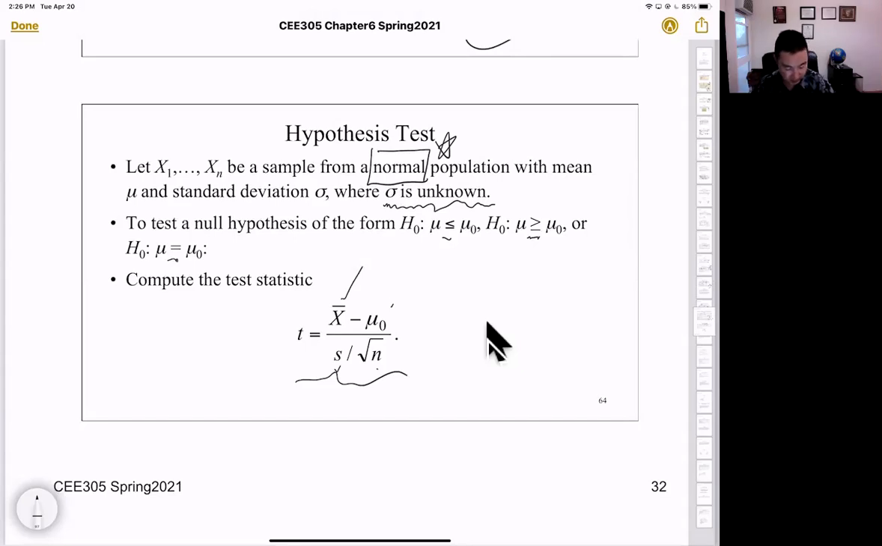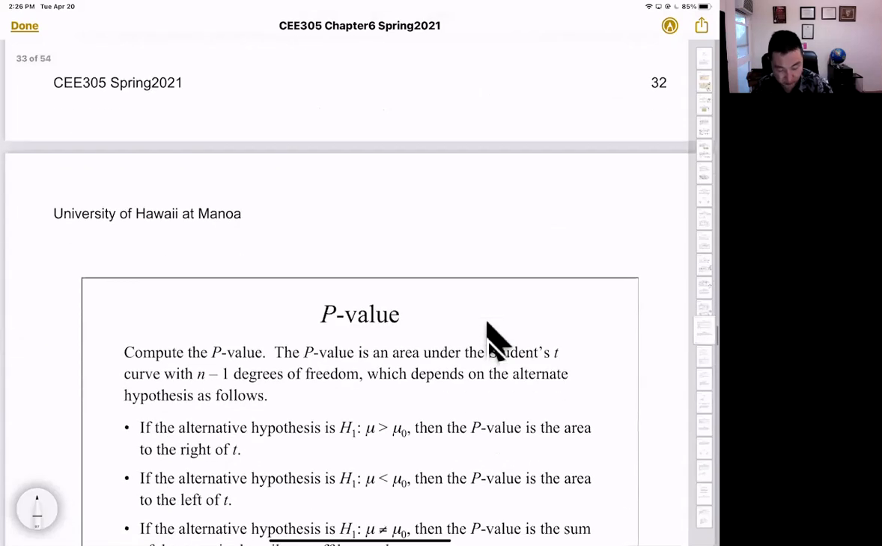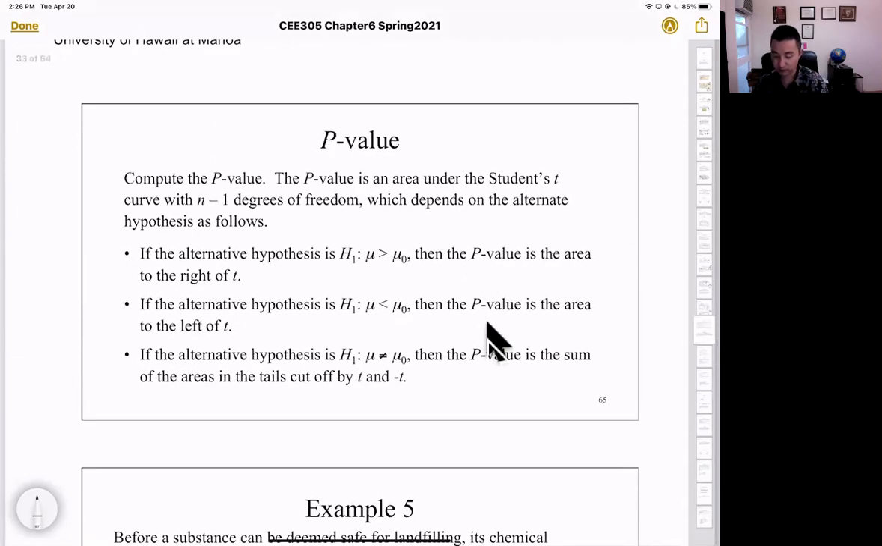Okay. Then, based on the t value, we calculate the p-value. So remember, for student's t distribution, t has degrees of freedom. The degrees of freedom is n-1 in this case. Then, depending on how H1 is set up, if mu is larger than mu 0, the p-value is the area to the right of t, and if less than mu 0, the area to the left of t. So same as the z value.